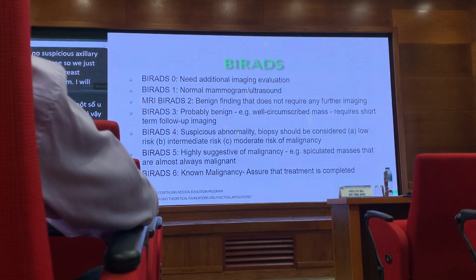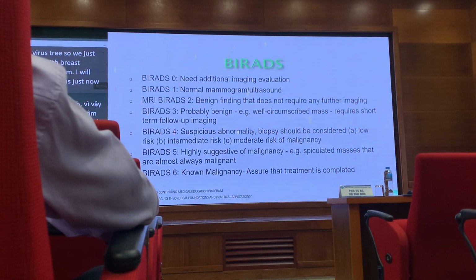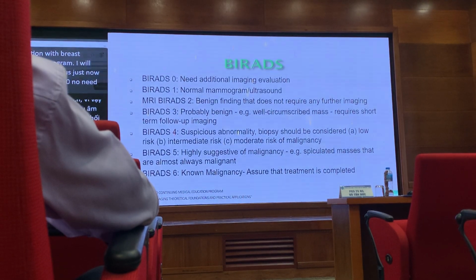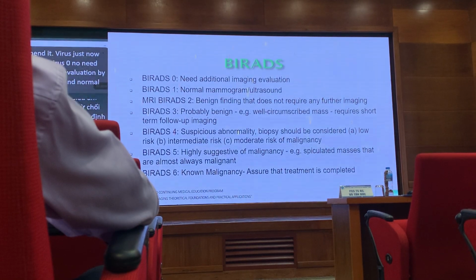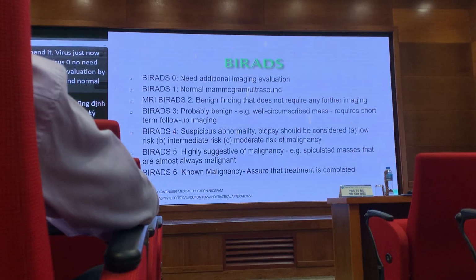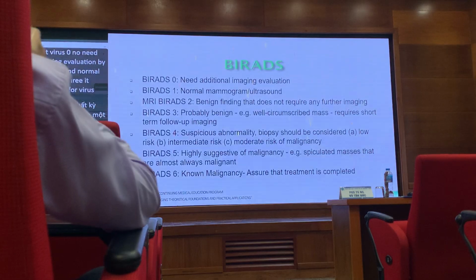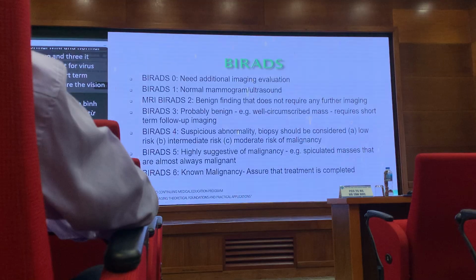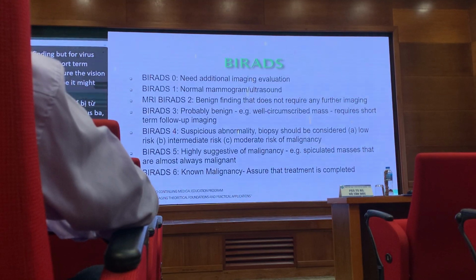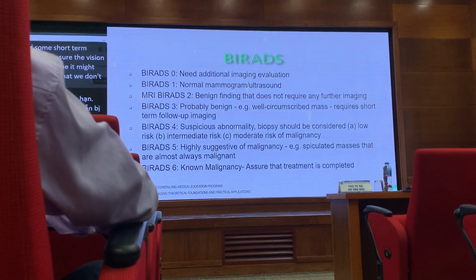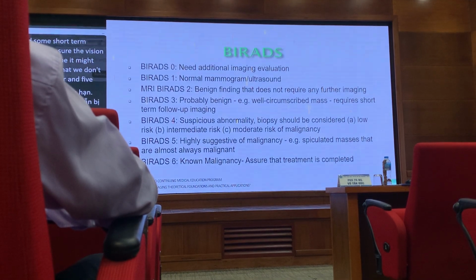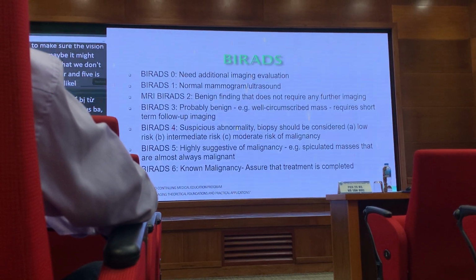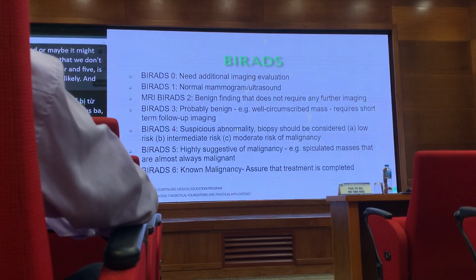BI-RADS, just also they mentioned that BI-RADS 0 needs additional imaging evaluation. BI-RADS 1 is normal MRI and normal ultrasound. BI-RADS 2 and 3 might be benign findings, but for BI-RADS 3, you need some short-term follow-up just to make sure the lesion remains benign, or maybe it might turn to malignancy that we don't know, right? BI-RADS 4 and 5 are suspicious and most likely malignancy. And BI-RADS 6 is known malignancy, ensuring that the treatment is completed.